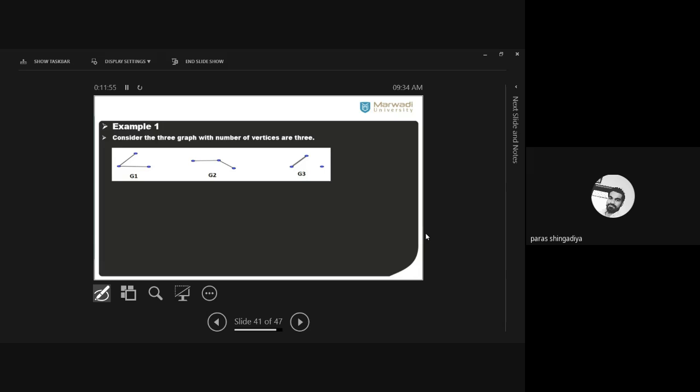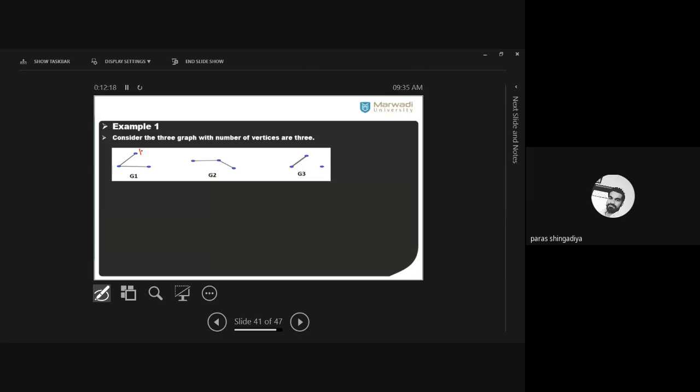G1 and G2. Just the structure is different. The rest of the part is the same. The number of vertices is equal, and the number of edges is the same. Clear? And now we will check the one-to-one correspondence. So how can we check the one-to-one correspondence? For that you have to find the image of each vertex of the first graph in the second graph.